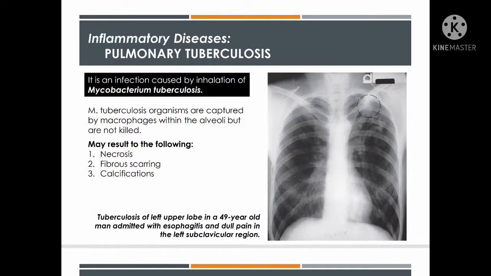Next inflammatory disease is pulmonary tuberculosis, an infection caused by inhalation of Mycobacterium tuberculosis. M. tuberculosis organisms are captured by macrophages within the alveoli but are not killed. This creates a cell-mediated immune response which results in granulomatous lesions that infiltrate the tracheobronchial lesions. These lesions eventually result in necrosis, fibrous scarring, and calcifications which are visible on chest radiographs.